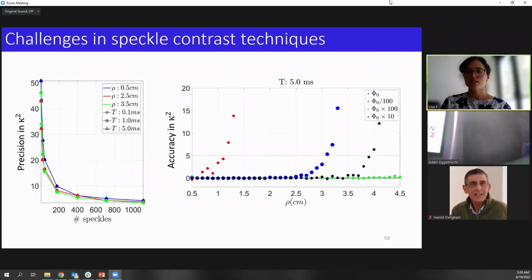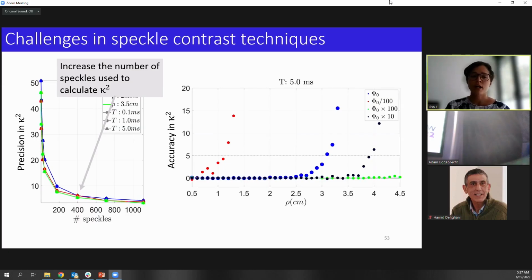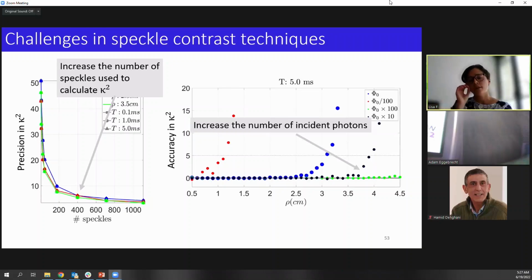Since I talked about precision and accuracy in DCS, I also wanted to talk about it for speckle contrast techniques. So the precision in speckle contrast is greatly affected by the number of speckles that you use in order to calculate your speckle contrast, kappa squared. So the more speckles that you include in your calculation of kappa squared, the greater precision that you can have in kappa squared. And for the accuracy, you will have a greater accuracy in kappa squared with an increase in the number of your incident photons.